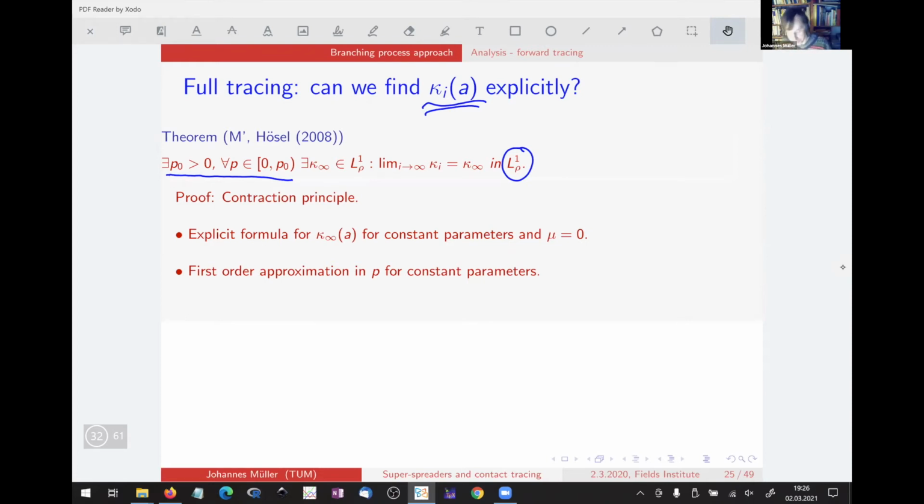That's an open problem. What we also have is that it converges to some kappa infinity, and we can compute kappa infinity in case of constant parameters and mu equals 0. So that's an explicit formula. And in the general case for constant parameters, but mu larger than 0, so we have unobserved recovery, so asymptomatic cases basically, we cannot find an explicit formula, but what we can do is expand kappa in terms of p, and we can readily get a first order approximation. And so therewith we can get approximate formulas for all kinds of stuff.